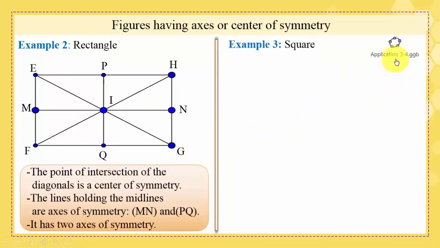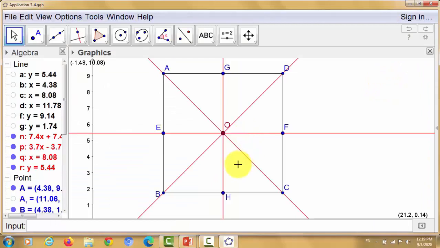Example 3, square. Look here, my lovely students, for the square. The square has four axes of symmetry. The midlines, look here for this midline, EF. If we take EF, the figure here is like the figure here. Then EF is an axis of symmetry. GH, the second midline, also the diagonals AC and DB, they are axes of symmetry. So it has four axes of symmetry.